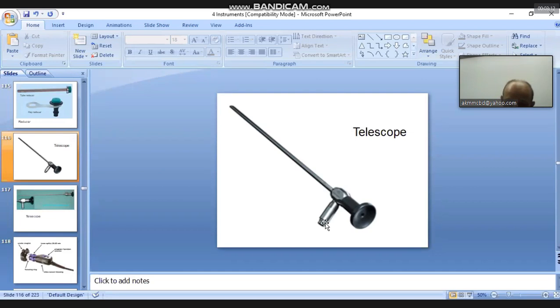And there is a side channel. This is for the introduction of gases, the gas. In my last class, I told you that we introduce carbon dioxide to distend abdomen. And through this side, we introduce the gas. No, sorry, we don't introduce the gas through this. We introduce the gas through cannula. And this is for camera.